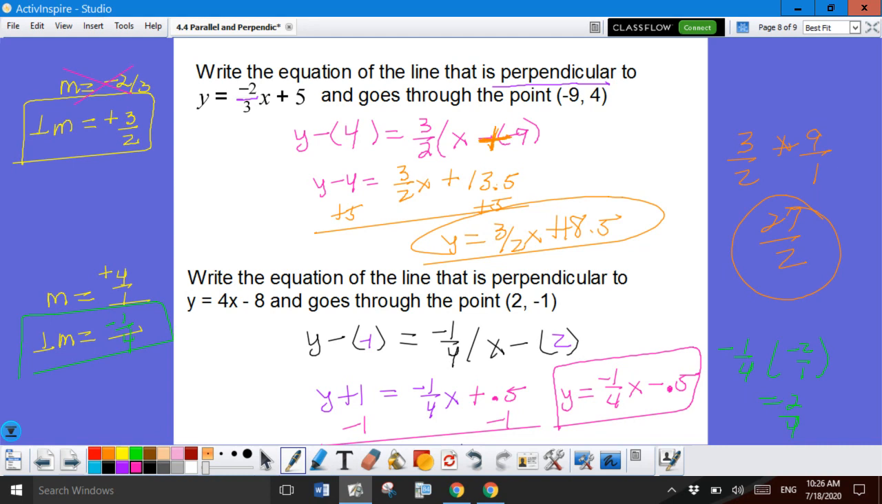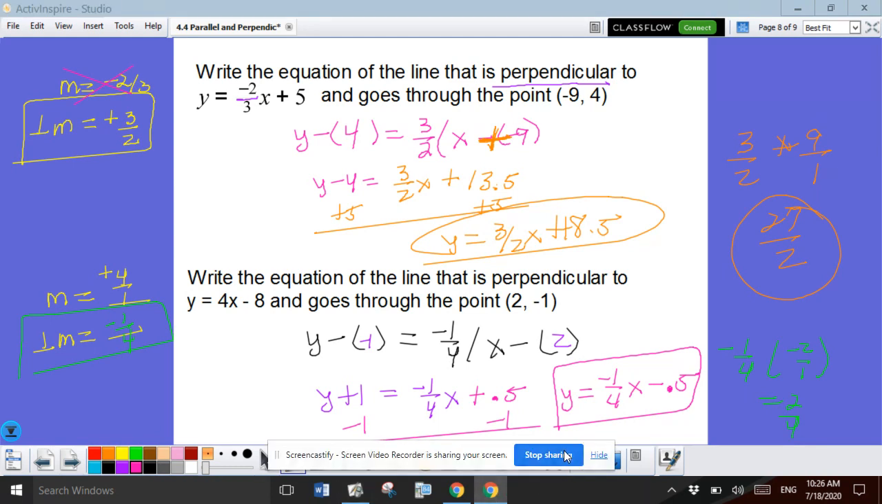All right, so let's see what you can do with parallels and perpendiculars. Remember, parallel slopes are the same, and perpendicular slopes, you have to flip and switch. Make sure you are using the right slope depending on what it is asking for.